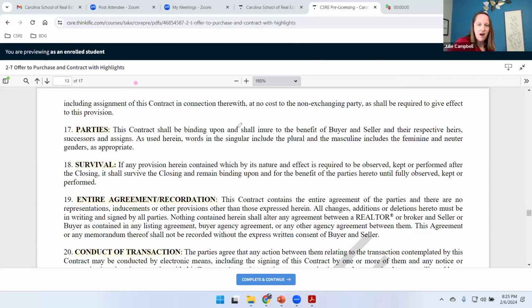Parties shall be binding upon and inure to the benefit of the buyer and the seller. Here it is. And their respective heirs. When do heirs kick in? When people pass away. So remember, death is only an out when we're negotiating the offer. Once we go under contract, death is not an out.